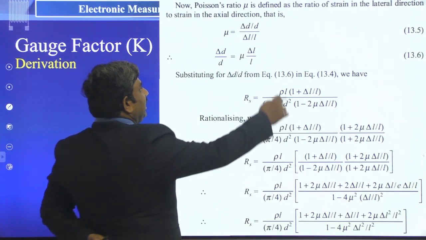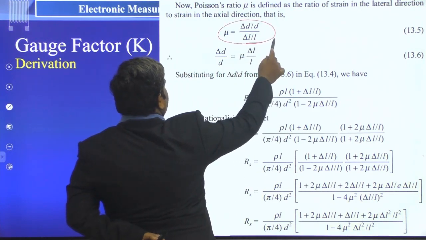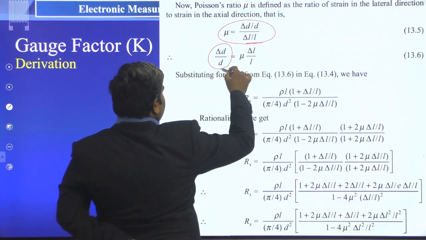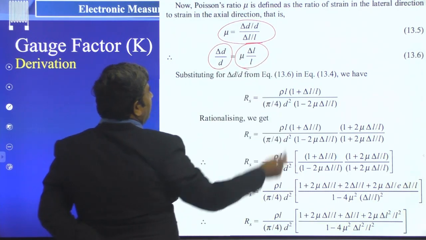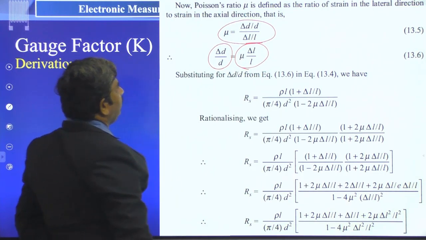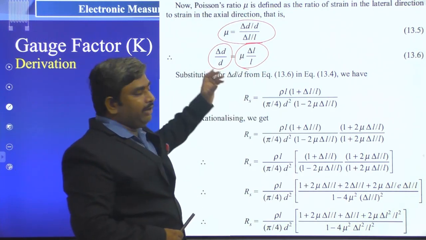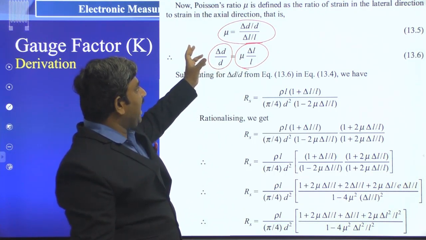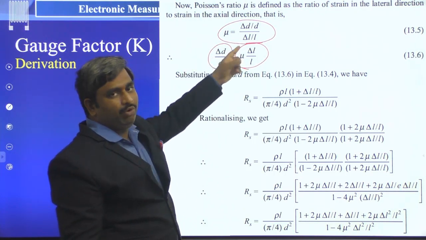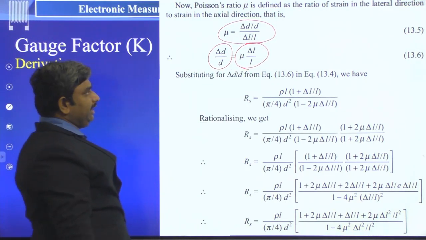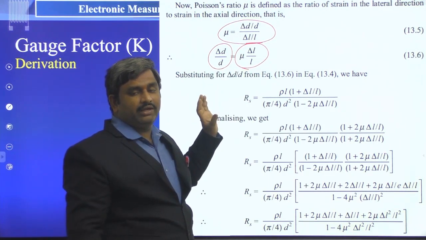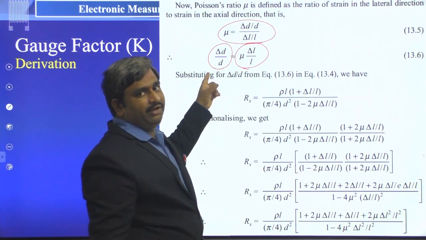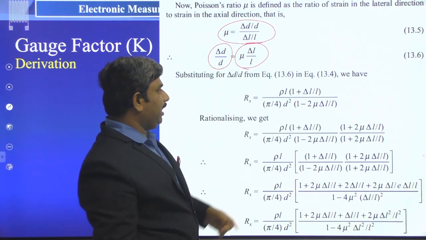Now here, del D by D over del L by L we are representing with mu. So del D by D is equal to mu into del L by L. By using the Poisson's ratio, we can define the axial direction parameters. Mu is equal to del D by D over del L by L. This is the expression we are taking from the Poisson's ratio. With this, I am defining del D by D is equal to mu into del L by L.